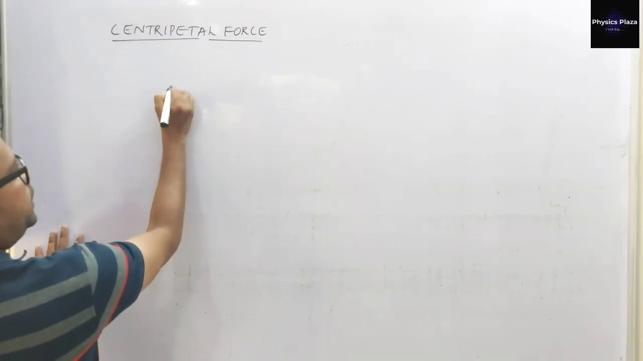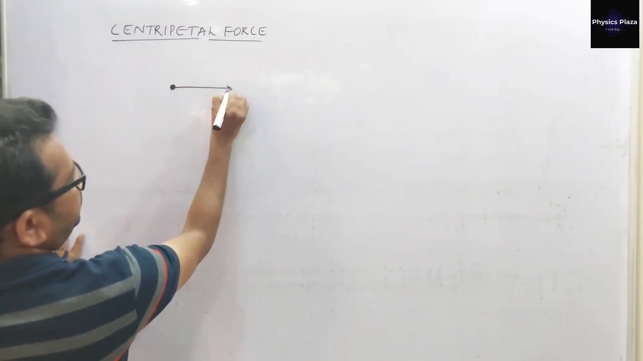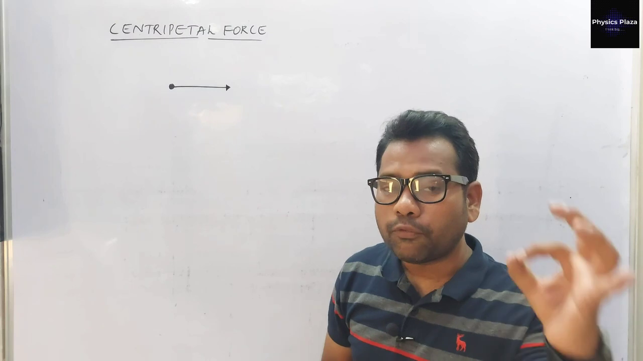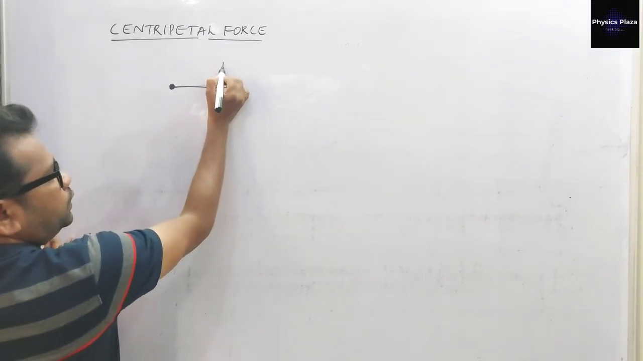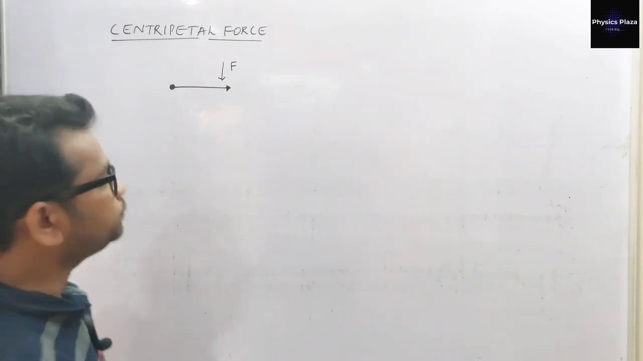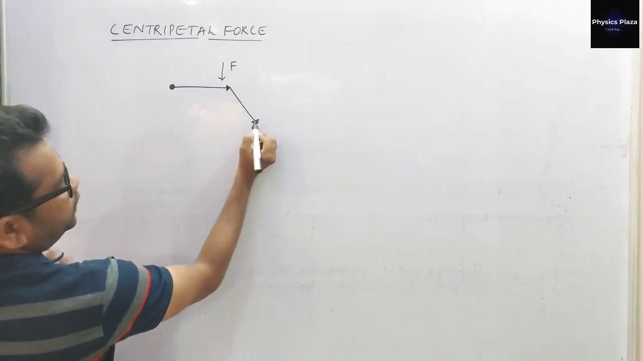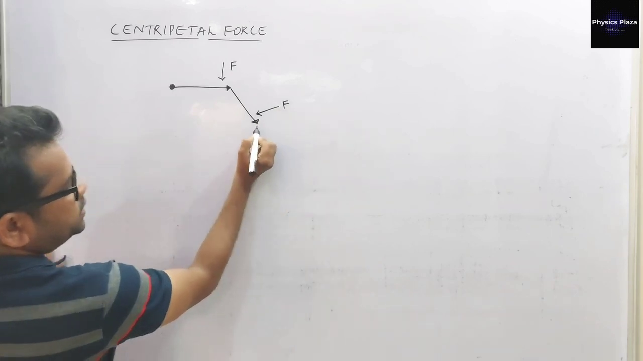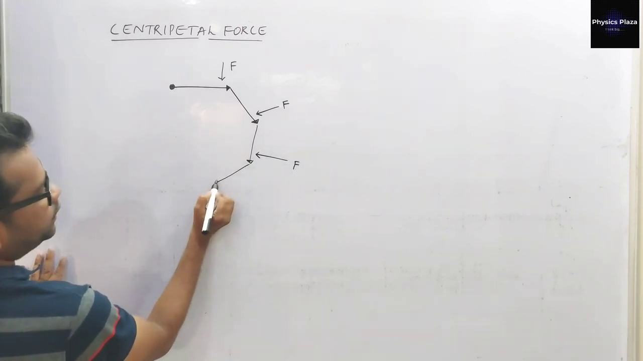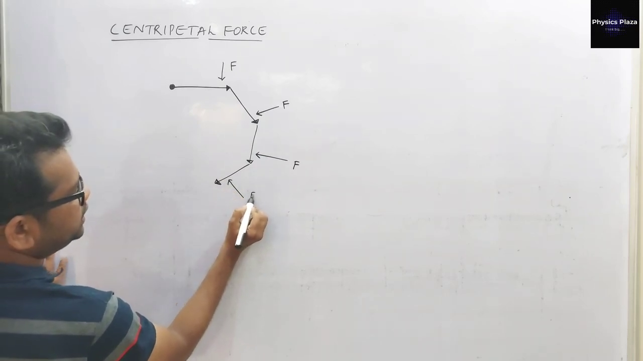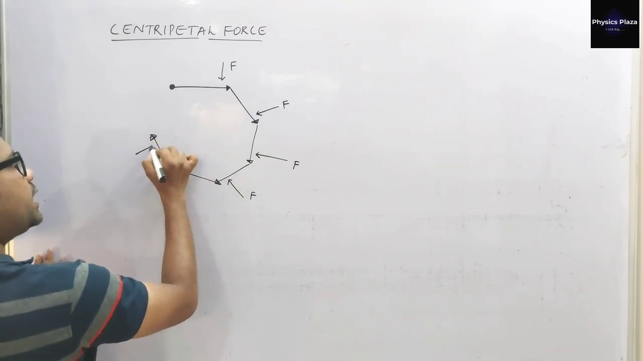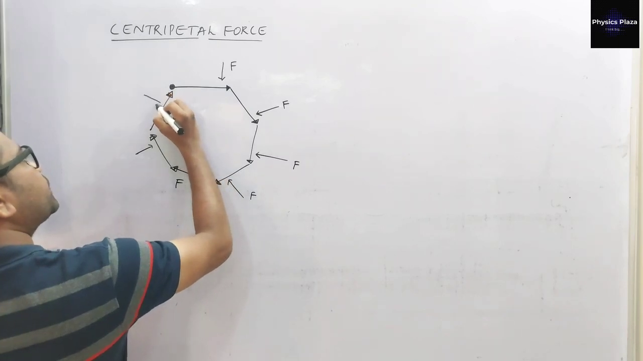Children, first suppose here one particle is going in a straight line path. As long as there is no force acting on a body, it will go along a straight line path only. But what if a force acts perpendicular to its motion? Do you think it will still go along a straight line path? No. It will change its direction like this. Again a force is acting, and again it will change its direction. If a constant force is acting continuously perpendicular to its motion, then its direction keeps on changing. Very, very important.